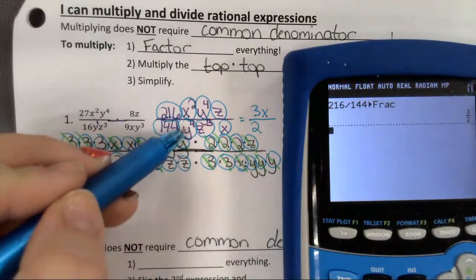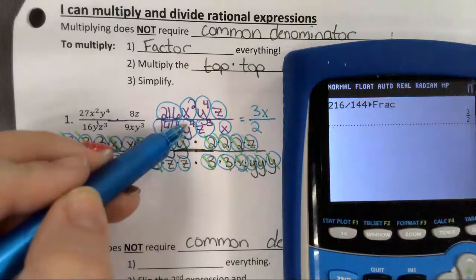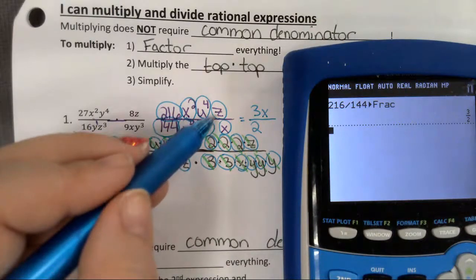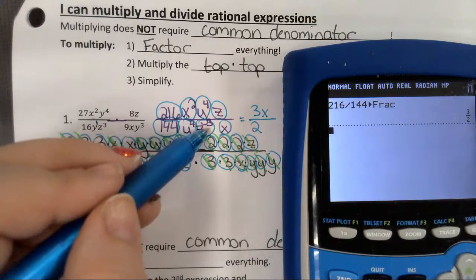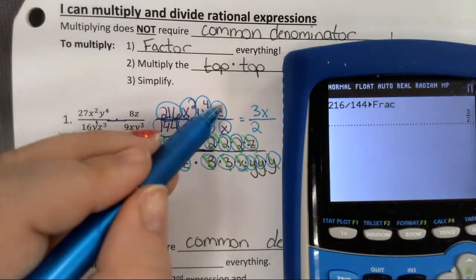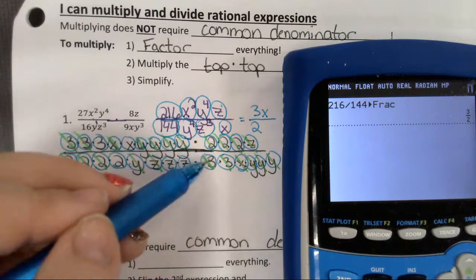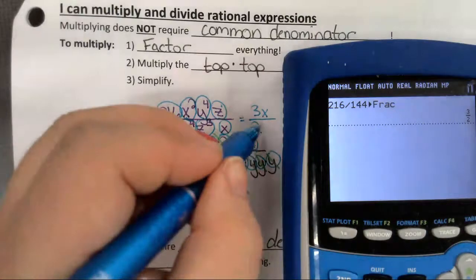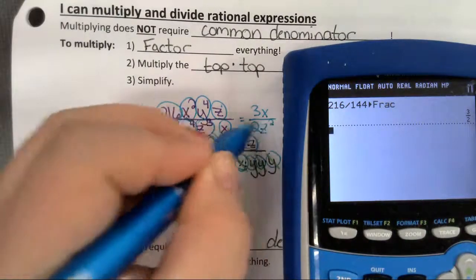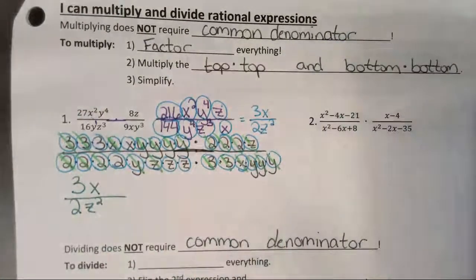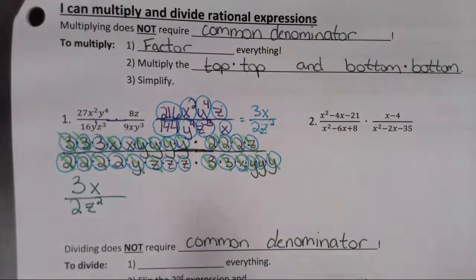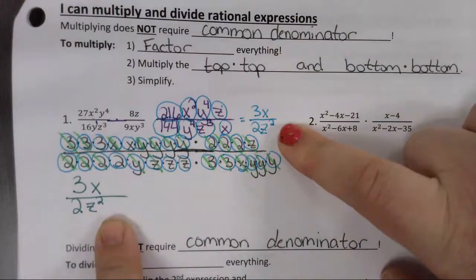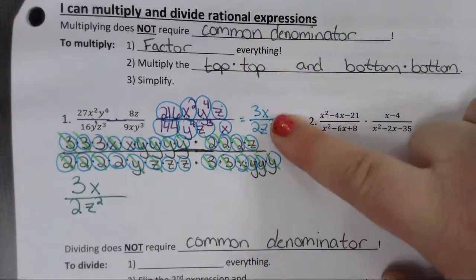4 minus 4 is 0. So there are no more y's. And z cubed, the bigger number is 3. So 3 minus 1 is 2. And since the z cubed was bigger, z squared is going to go to the bottom. Either way you work it out, you still get the same answer. This one just has some shortcuts in there.